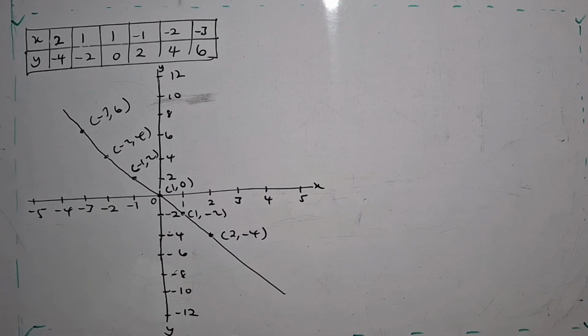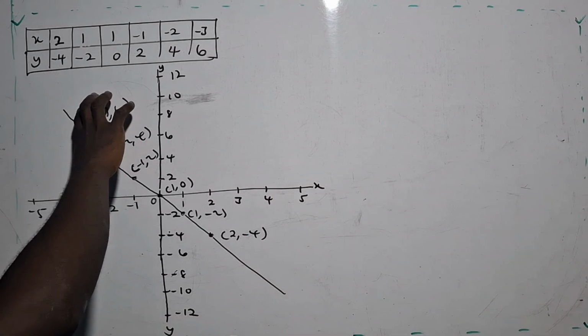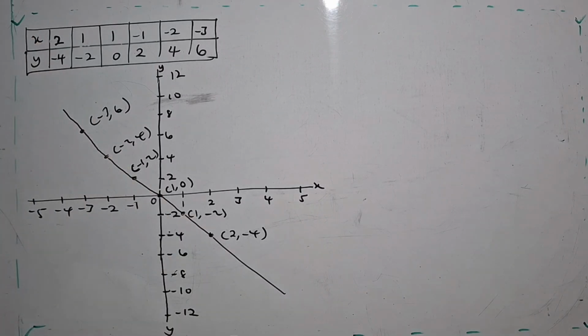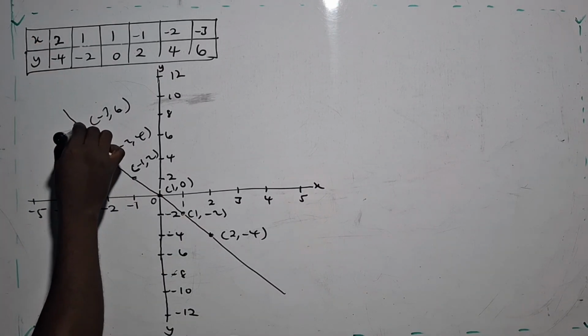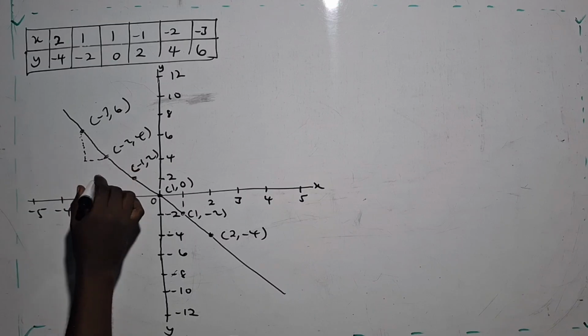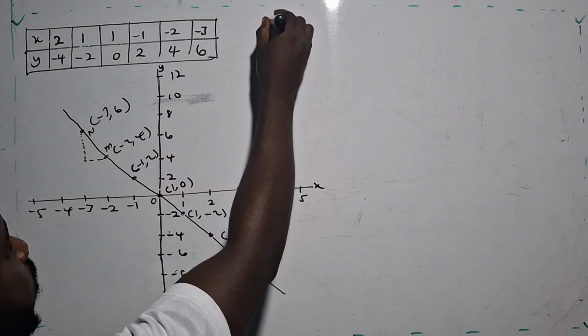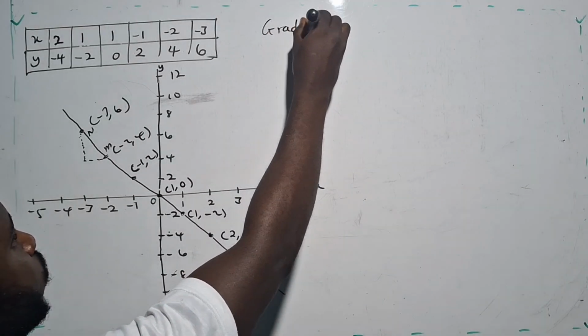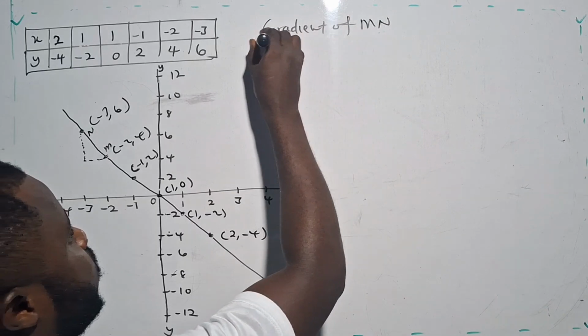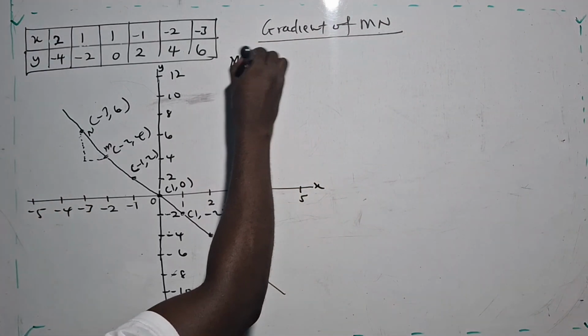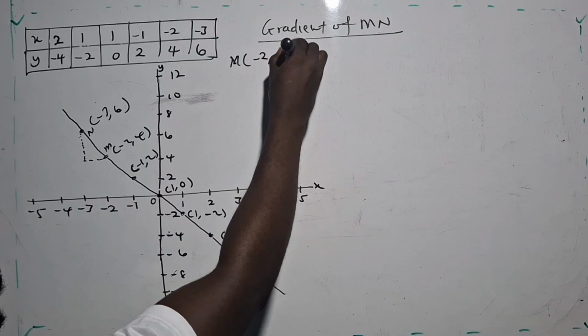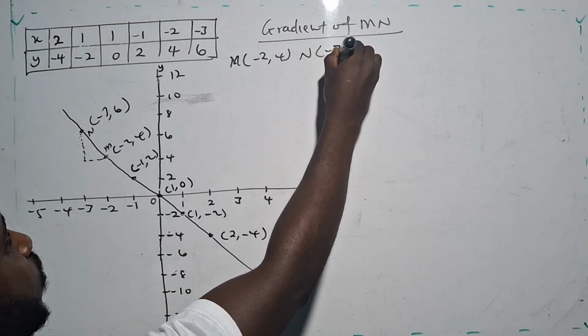So find the slope of the line. And I've told you slope is the same as gradient. So we can pick any point. So this one, I'm not going to waste my time. I'll pick the top two, the down two, then one from top, one from down as well. So let's say I'm picking these two. I'll label here M, then I'll label here N. So gradient of MN. My M is negative 2, 4, then my N is negative 3, 6.